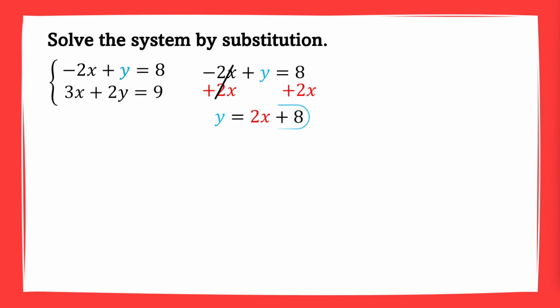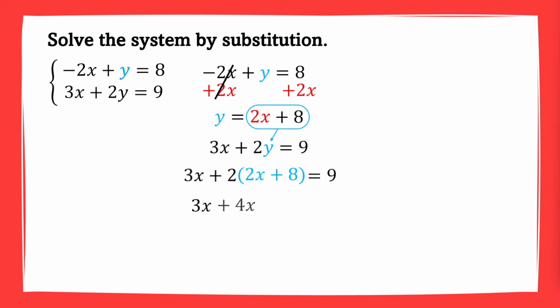Next, substitute this expression for y in the second equation. Remember to use parentheses around 2x plus 8 since y has a coefficient of 2 in the second equation. This gives us 3x plus 2 times the expression 2x plus 8 equals 9. Distribute the 2, resulting in 3x plus 4x plus 16 equals 9. Combine the x terms to get 7x plus 16 equals 9.